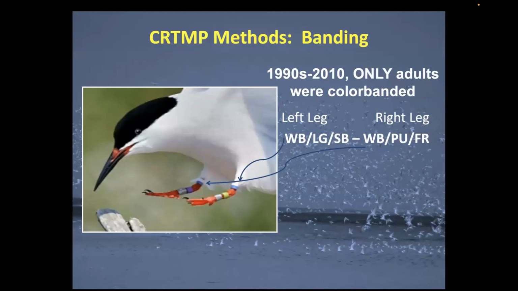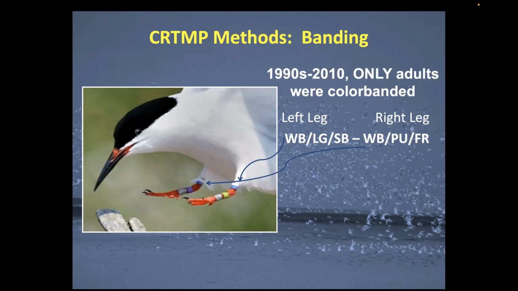So when we were doing our work at the colony sites, and we started off with just 4 colony sites in Massachusetts, Connecticut, and New York, from the 1990s through 2010, we were only able to put color bands on adult birds. And here you see a bird with a 6-band combination. It has the same upper color band on each leg. It happens to be a bicolored band. WB stands for white blue. And then on the left leg, it has a light green band over the service band or BBL band. And on the right leg, it's white blue over purple over field readable. And that's a 4-character metal band.